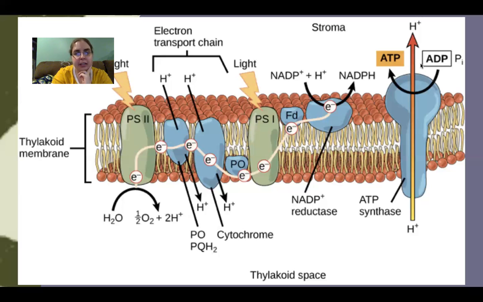Now, the ATP and the NADPH that we created from this are going to move to the next stage of photosynthesis, the Calvin cycle.